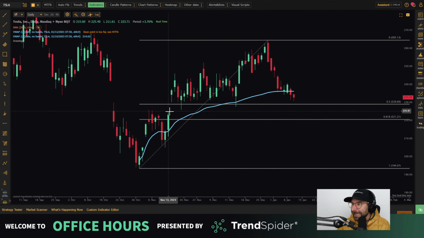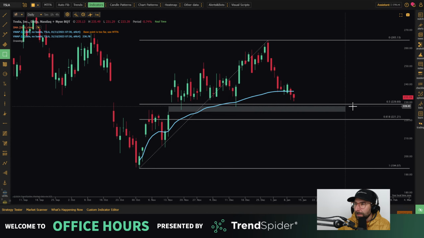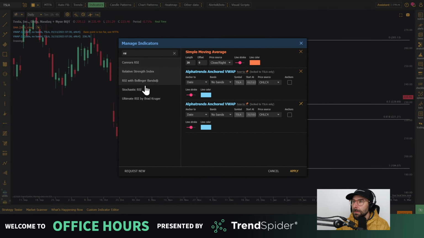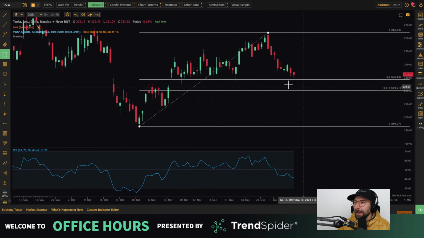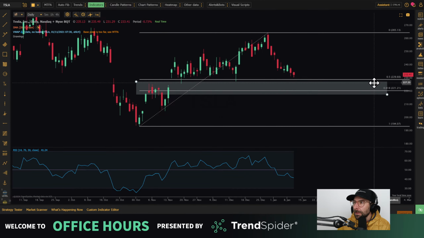You've got a little teeny weeny unfilled gap right in here. What's RSI looking like? I just want to see if there's any divergence. Yeah, a little bit of divergence. Making higher lows, but RSI making lower lows. So like a hidden divergence. But this is your key area in my personal opinion. This is not financial advice. This area in here.